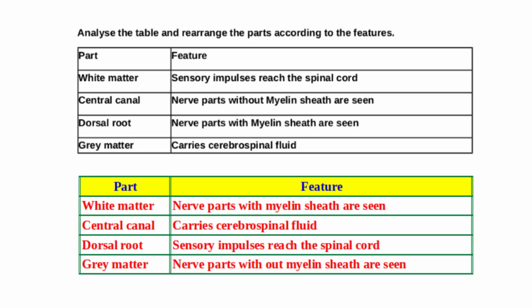First part is white matter. The choice for white matter is nerve parts with the myelin sheath are seen. Central canal carries cerebrospinal fluid. Dorsal root, sensory impulses reach the spinal cord. Grey matter, nerve parts without myelin sheath are seen.